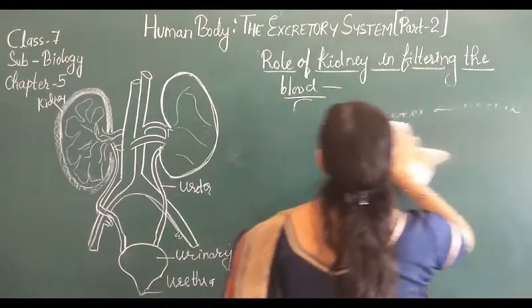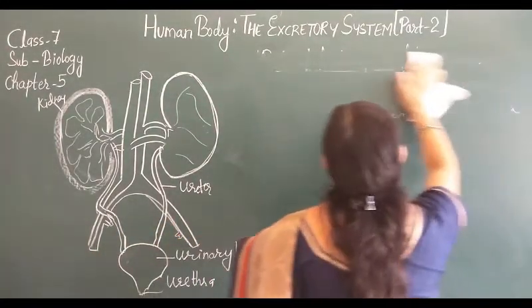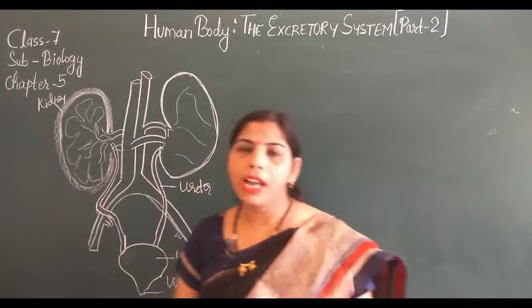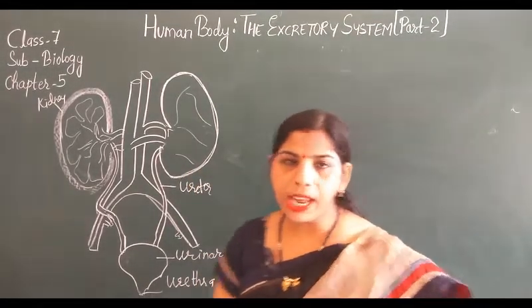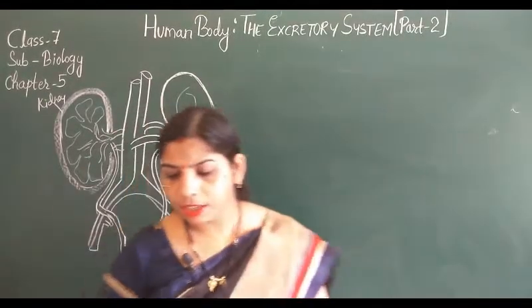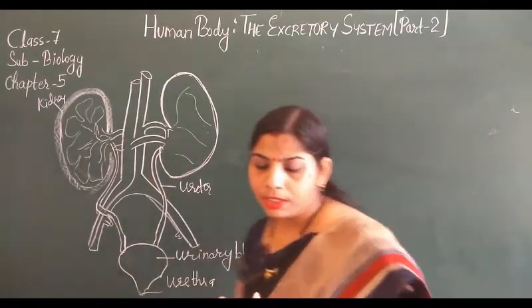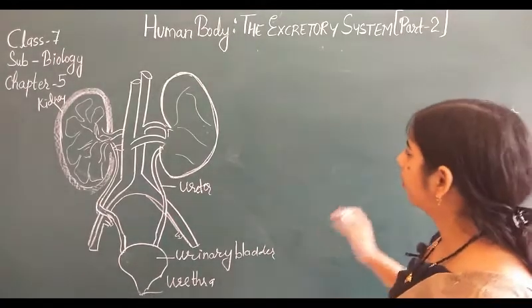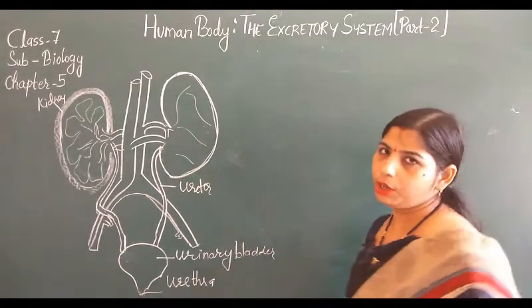Now some big particles, some large molecules like protein and red blood cells are not filtered because they are too big and they are not going to pass through the nephrons.